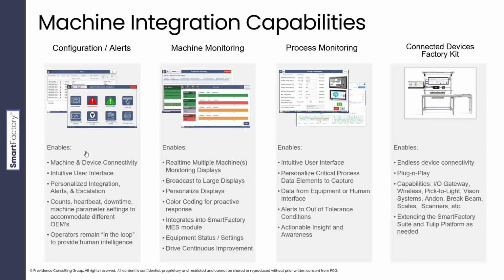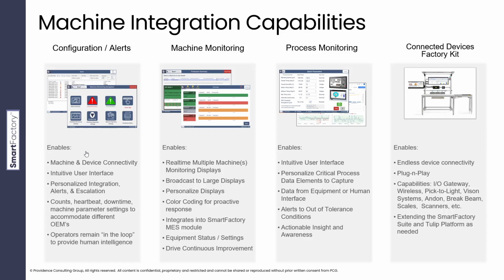SmartFactory machine integration enables machine and device connectivity. The OPC UA server is the preferred mode of connectivity, so that server acts to harmonize and centralize all the data collection, which could include counts, heartbeat, downtime, machine attribute settings. It's important to note that operators always remain in the loop with the ability to edit any signals that are captured.